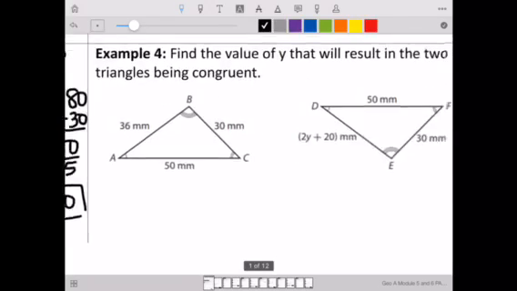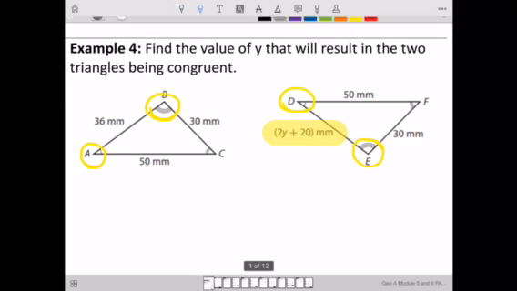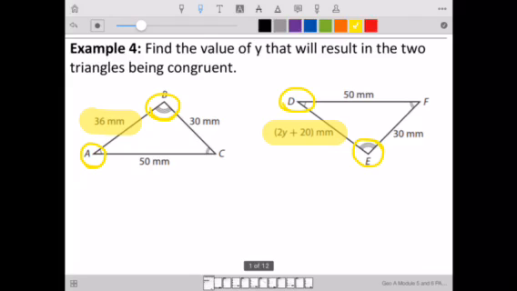Example 4. Find the value of y that will result in the two triangles being congruent. So I got 2y plus 20, and I need to figure out which side is corresponding to the 2y plus 20. Well, you'll notice that the 2y plus 20 is in between the 1 angle marking and the 3 angle marking. So in the other picture, if I find the 1 angle marking and the 3 angle marking, I can see that my corresponding side is the 36 meter side.